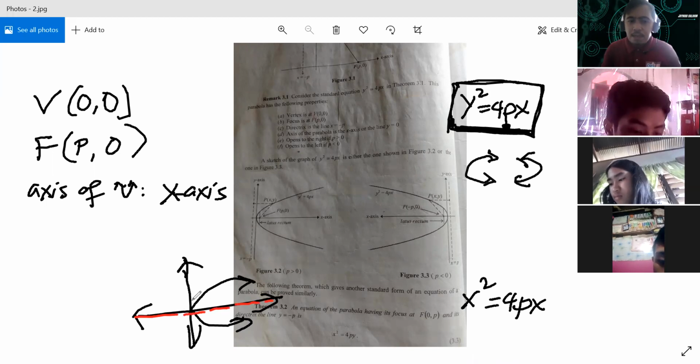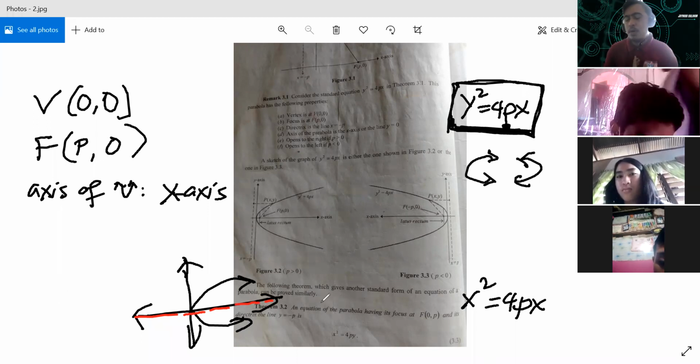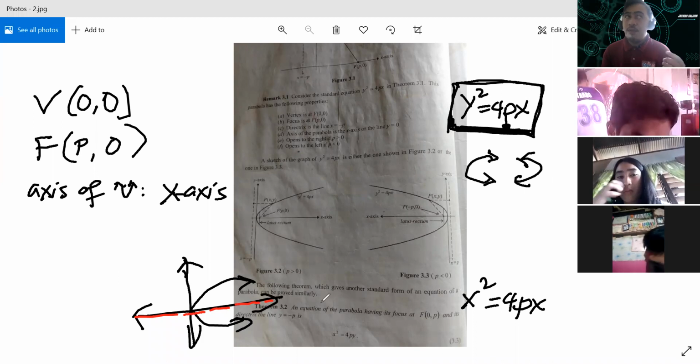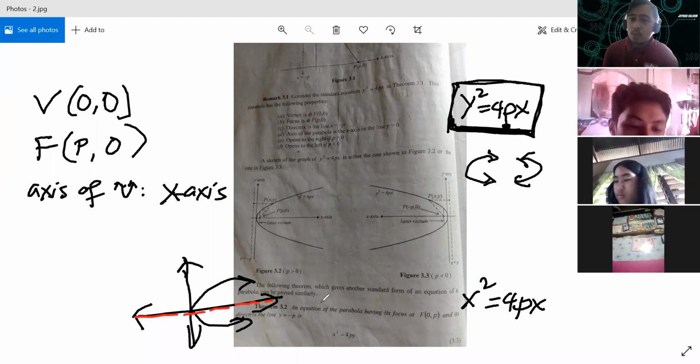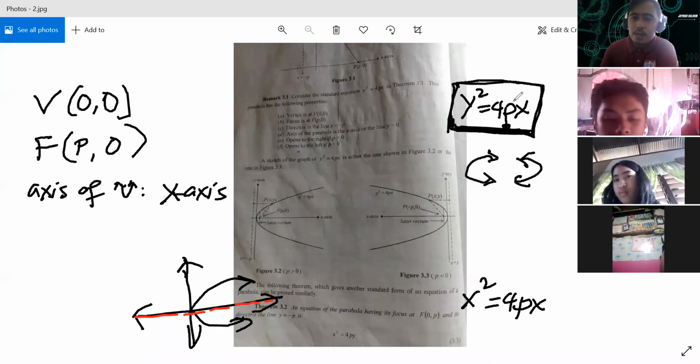Something like here, your two parabolas mirror each other. This is called the axis of the parabola, or somehow, this is the line that divides your parabola into two equal parts. Okay? So this is called the axis of your parabola. So if this is the form of your equation, automatically, the axis of the parabola is the x-axis.